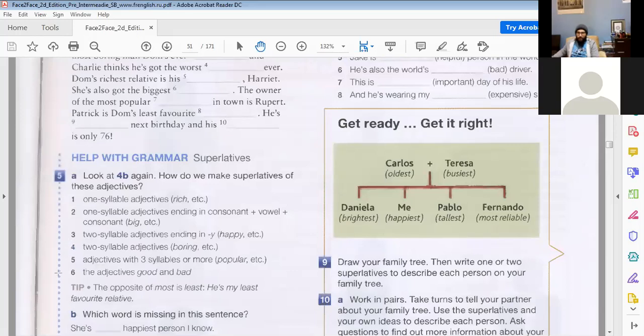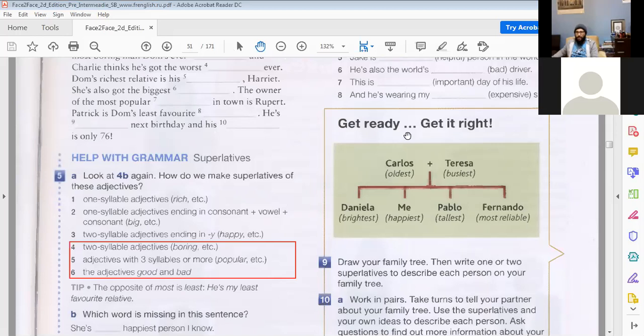This means only if you have a long adjective with two or more syllables. In this situation we use most. But if the adjective is short, like rich, richer, richest, big, bigger, biggest, short, shorter, shortest, tall, taller, tallest, long, longer, longest, and so on. So if it's a short adjective, one syllable, we don't use more or most. We just put -er and then -est.